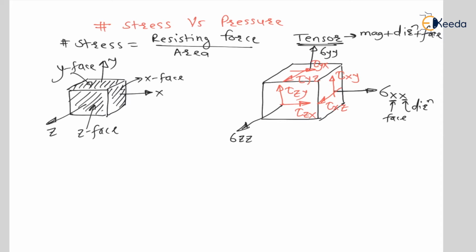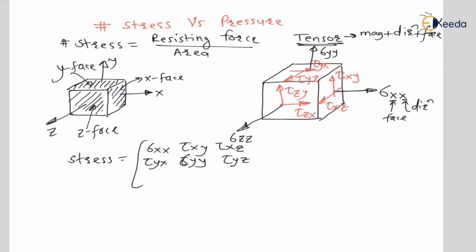Now this 3D stress tensor is represented in matrix form. Normal stresses are the diagonal elements and off-diagonal elements are shear elements. First row is for x face: sigma xx, tau xy, tau xz. Now the second row is for y face: tau yx, sigma yy, and tau yz. Again the third row is for z face, therefore tau zx, tau zy, and sigma zz. This is a stress tensor.